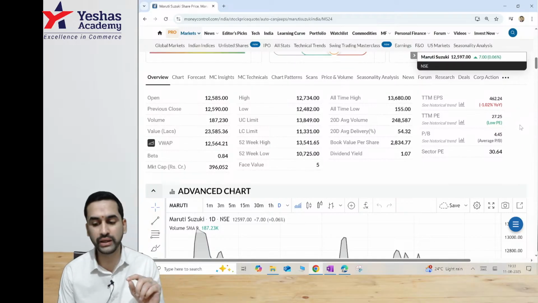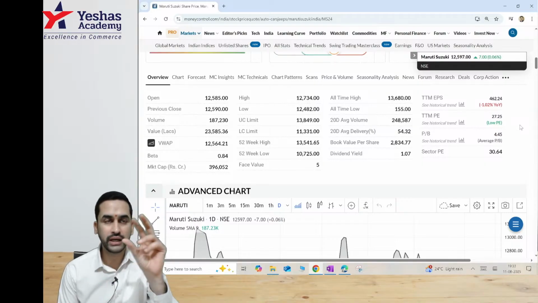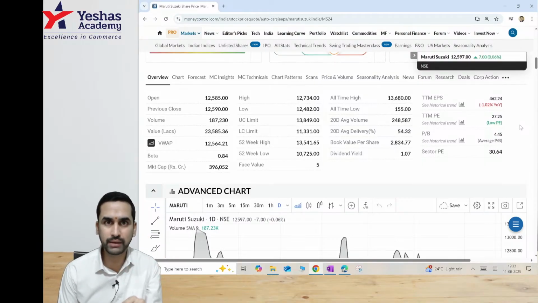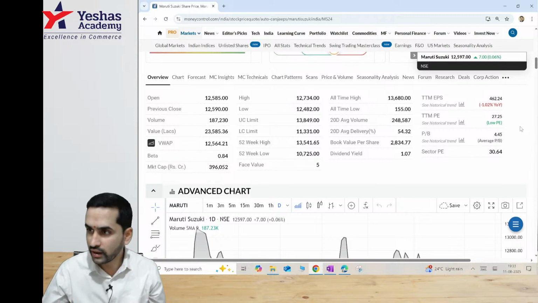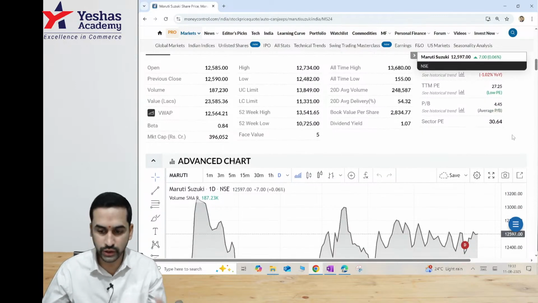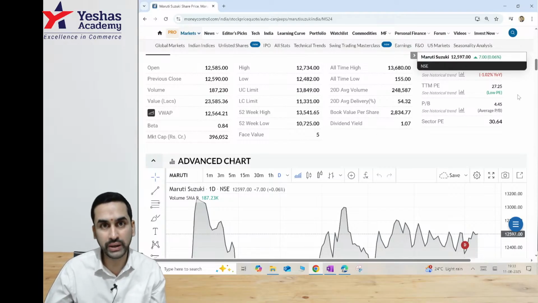What was the formula for PE ratio? MPS by EPS. If it is 27.25, it is 27.25 divided by 1. That means to earn 1 rupee EPS, people are paying 27 rupees. And here, I hope you are able to see on my screen or at least on your mobile phone, there is something written as low PE. Now, how did they decide low PE? It is based on the industry comparison.